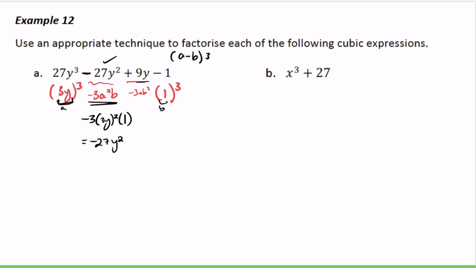So now that we know that 3y is term a and 1 is term b, we can substitute that directly into our a minus b all cubed, which is 3y minus 1 all cubed.